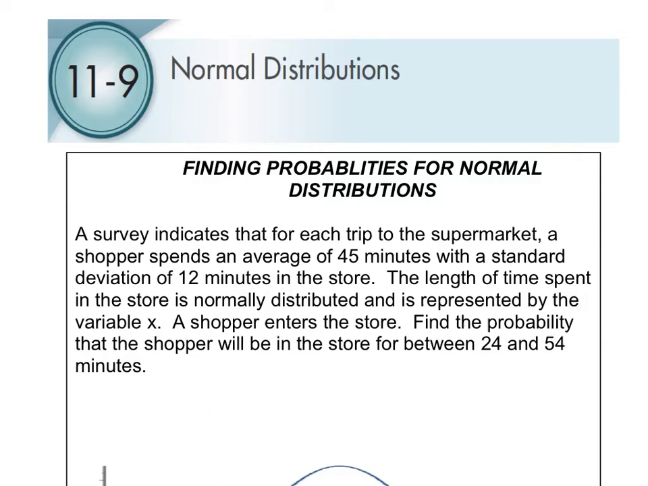Okay, let's take a look now at the second example. The survey indicates that for each trip to a supermarket, a shopper spends an average of 45 minutes with a standard deviation of 12 minutes in the store. The length of time spent in the store is normally distributed and is represented by the variable x. A shopper enters the store. Find the probability that the shopper will be in the store between 24 and 54 minutes. So now instead of one value, I've got 2.